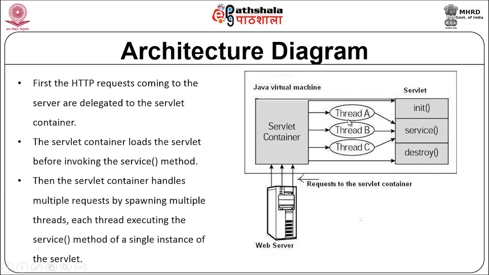Looking into the architecture diagram, we can see in your JVM you have the servlet container, and this servlet container would initiate a call to the servlet. The servlet invokes the method called init when the servlet gets first loaded and the first request is received by the servlet, and for every subsequent request, the service method would be called, and finally when the servlet is destroyed, the destroy method would be invoked.